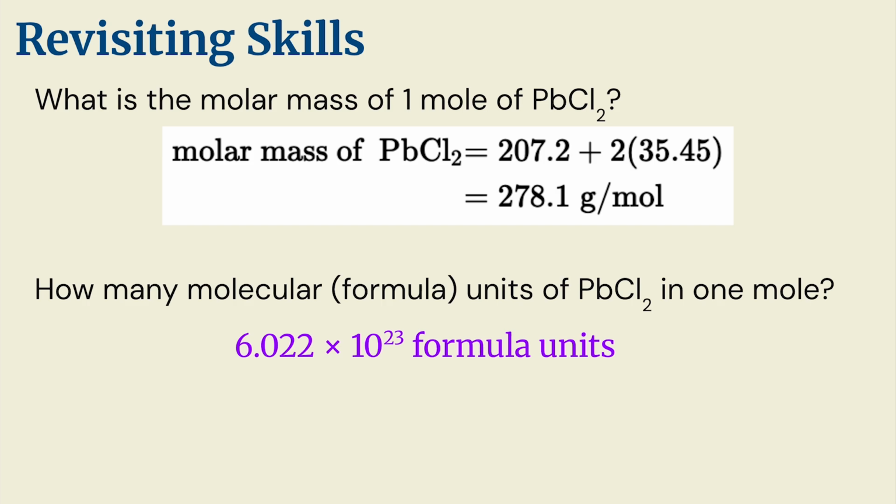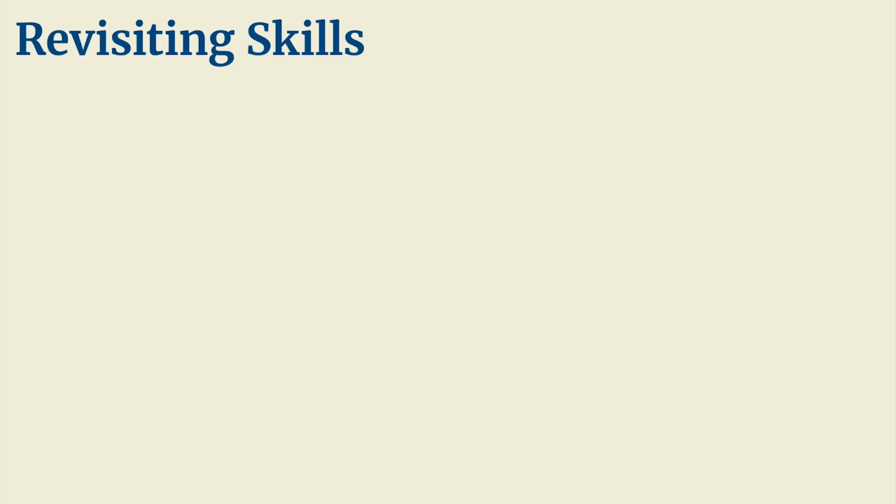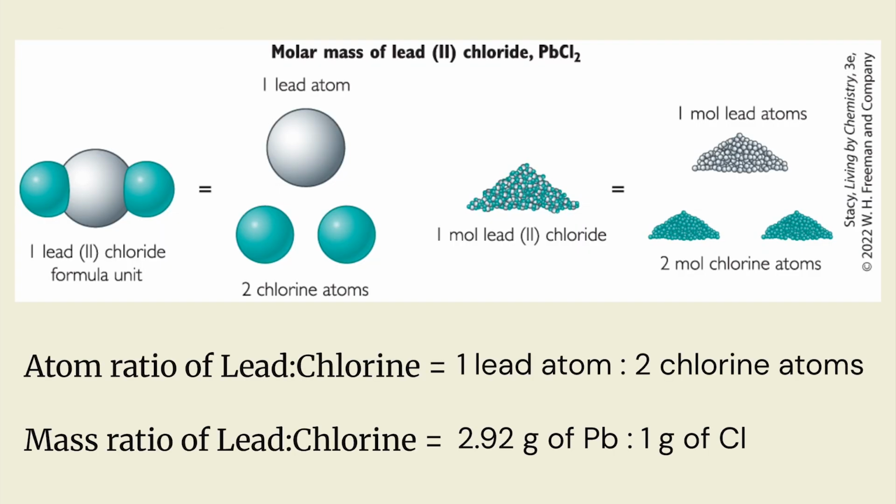Remember, 1 mole always means 6.022 times 10 to the 23rd, whatever it is that you're counting. So 1 mole of PbCl2 will always be 6.022 times 10 to the 23rd. If you look at this picture, in 1 mole there are 6.022 times 10 to the 23rd of these little guys. And if we were to organize them into lead atoms and chlorine atoms, we would have to take apart 6.022 times 10 to the 23rd of these.